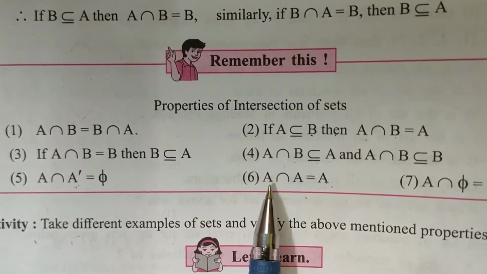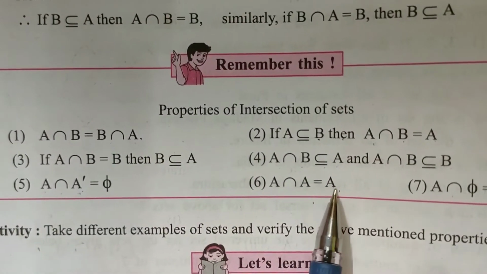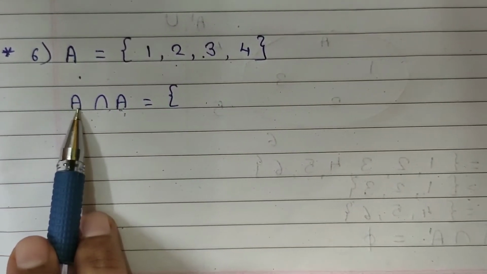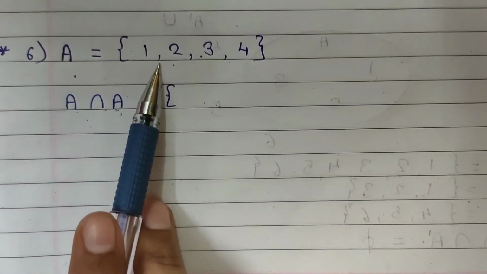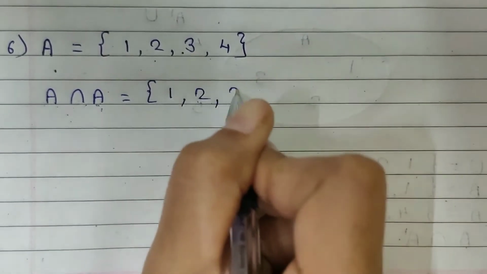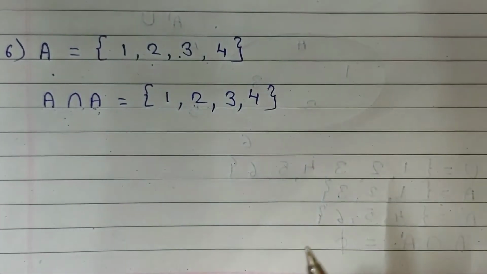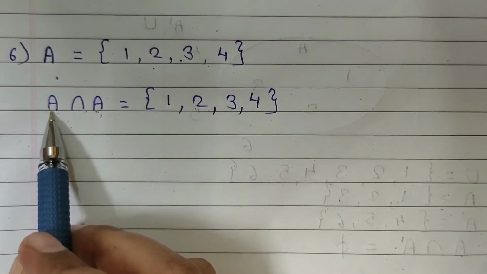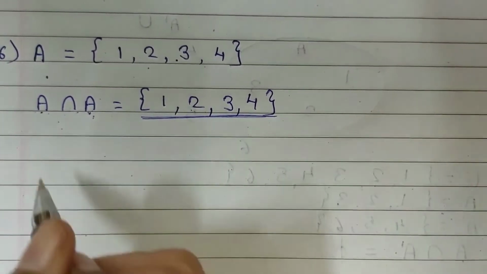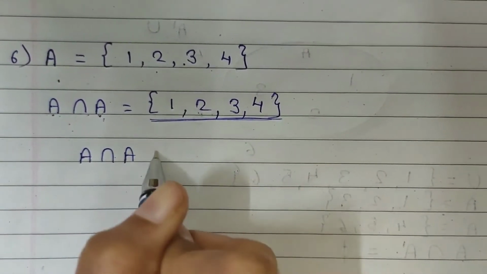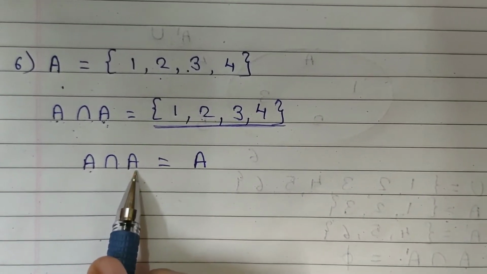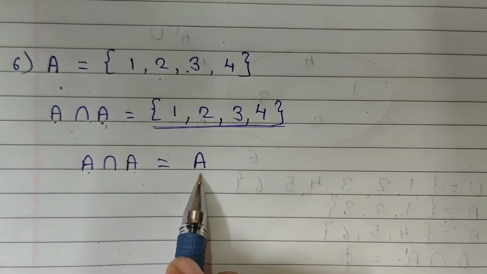See the sixth property. A intersection A is equal to A. Let's find the intersection of A, meaning the common elements from the same set. So which elements will be common? All the elements will be common, as we are finding the common elements of the same set. So I can write A intersection A is equal to A, meaning the intersection of the same set is always equal to that set only.